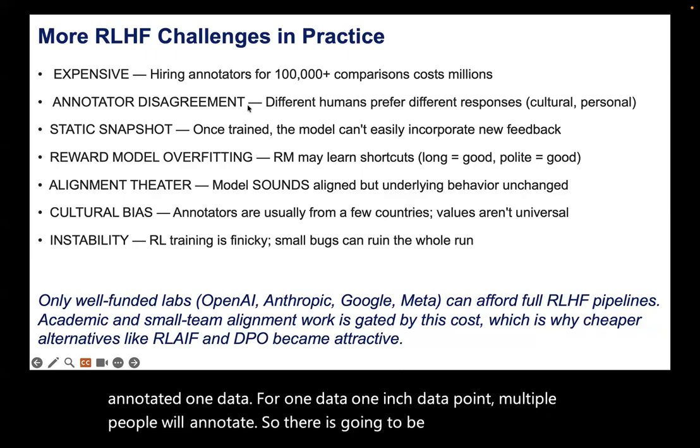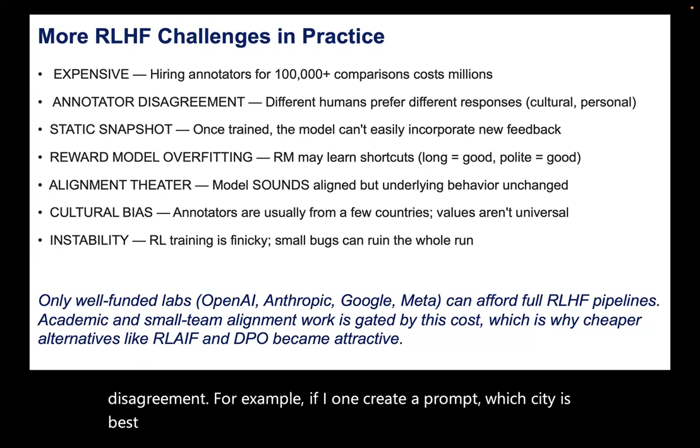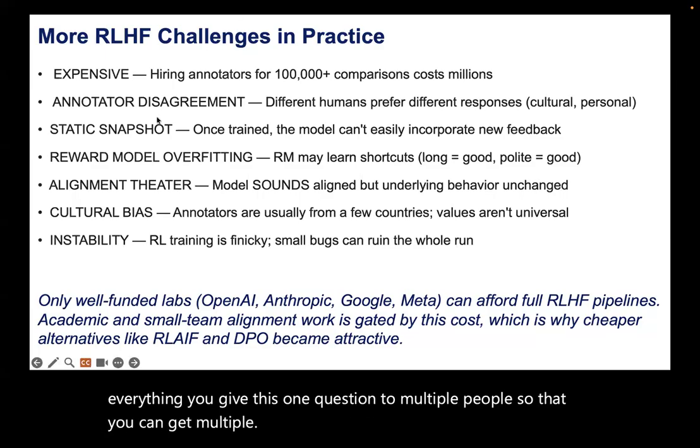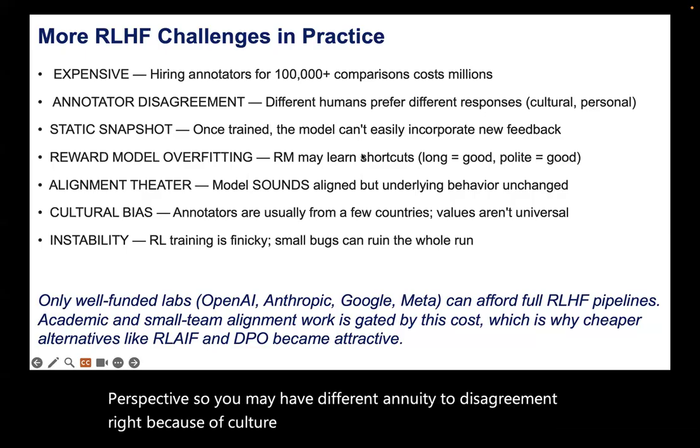For example, if I create a prompt, which city is best in Nigeria? One may say Abuja, one may say Kano, and so on. You give this one question to multiple people so that you can get multiple perspectives. So you may have different annotator disagreement, right? Because of culture and persona, all these things.